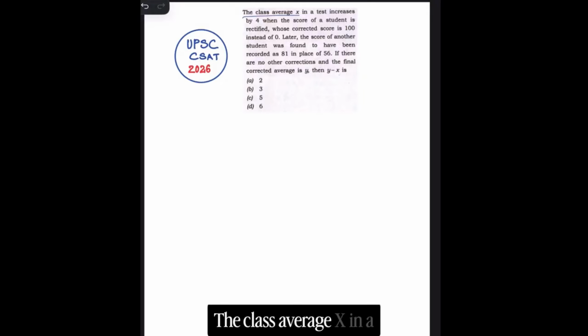The class average X in a test increases by 4 when the score of a student is rectified whose corrected score is 100 instead of 0. Later, the score of another student was found to have been recorded as 81 in place of 56. If there are no other corrections and the final corrected average is Y, then Y minus X is. So let's understand the question.